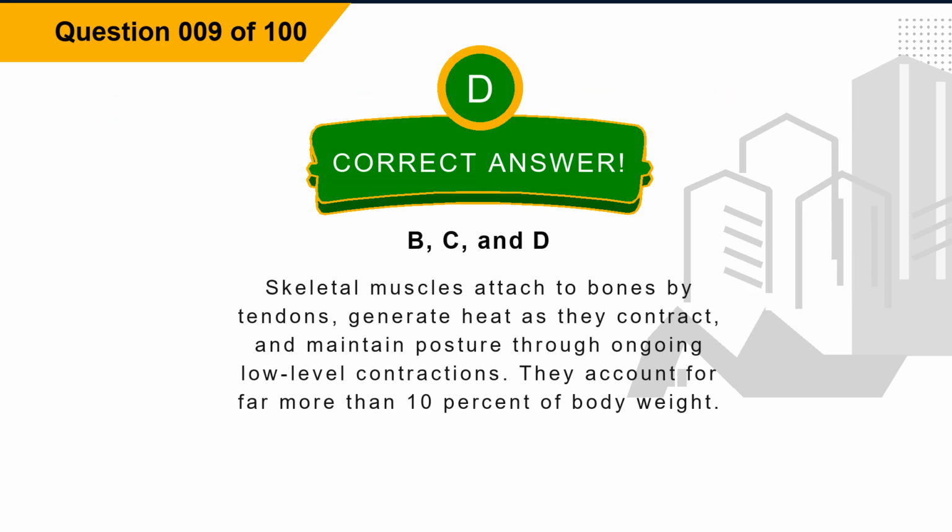B, C, and D. Explanation. Skeletal muscles are attached to bones by tendons, generate heat as they contract, and maintain posture through ongoing low-level contractions. They account for far more than 10% of body weight.